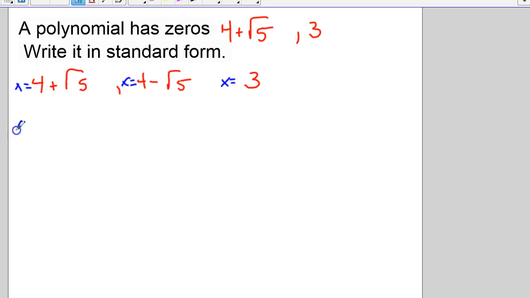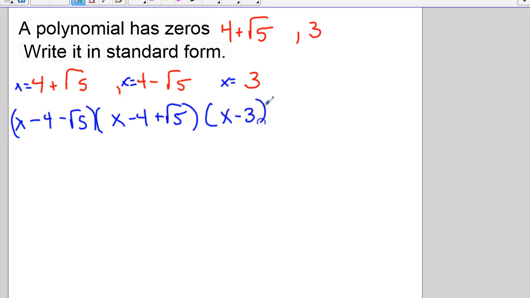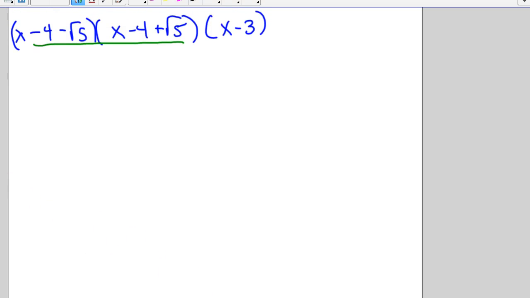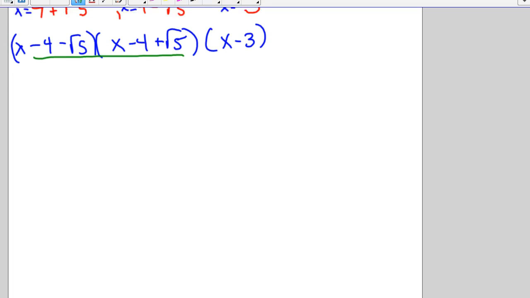My linear factor is going to be x minus 4 minus radical 5. My linear factor here is going to be x minus 4 plus rad 5. And my linear factor here is going to be x minus 3. The first two numbers we're multiplying together are those guys. We're multiplying them together because they are conjugates, and what will happen is nice things will happen, and maybe that square root's going to drop out.